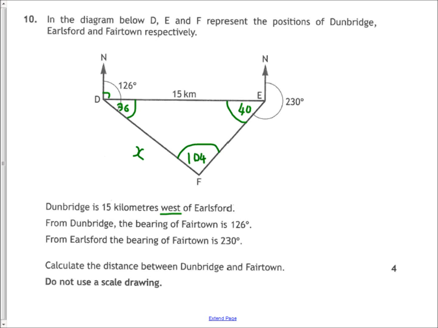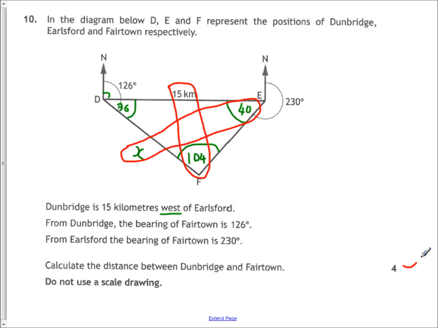So again, it's all about getting started. Ask yourself, what do I know? What can I do? What additional information can I add to my sketch? And there you have a question involving two pairs of opposites. So it's a nice, easy, straightforward sine rule question.